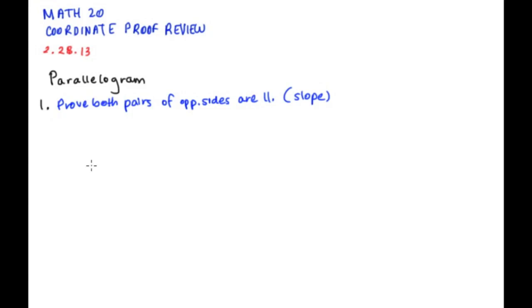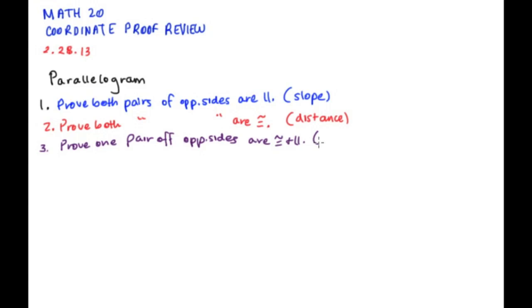The second way you can do it, you could say that you should prove both pairs of opposite sides are congruent and not parallel. You can do this instead, although this is pretty technical. I wouldn't go this way. But anyways, you would use the distance formula for this. Only do it when absolutely necessary. The third way you could do it is prove one pair of opposite sides is congruent and parallel. And to do this, you do a combination of the two, slope and distance, to the same coordinates.